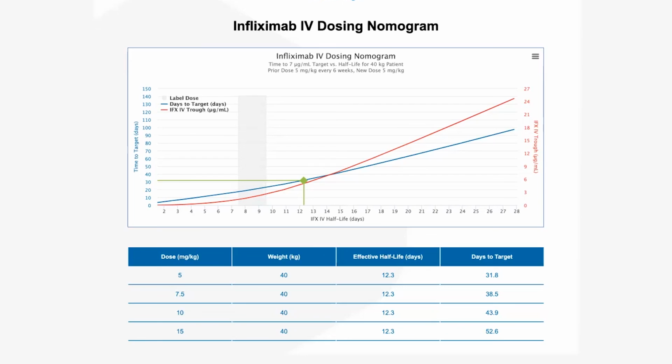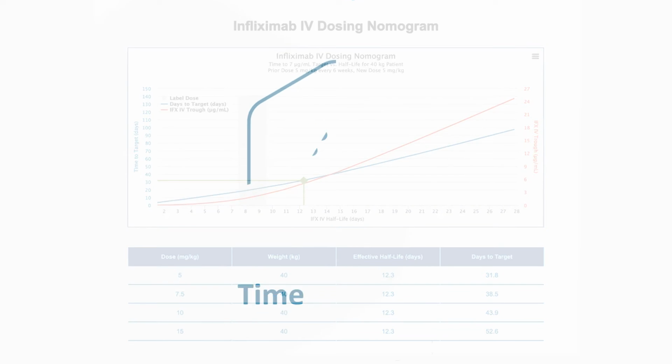Another strength of this particular package is it does give you the effective half-life for that patient. And the effective half-life can actually be used to help justify the dosing interval that you've selected, because the drug will go to a much lower level in 3 to 4 half-lives.